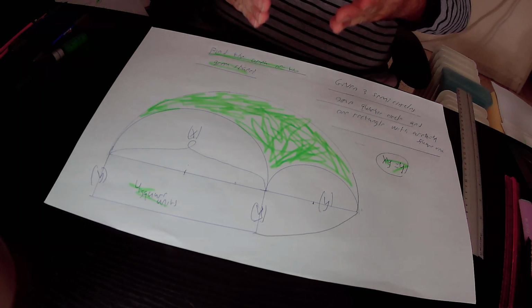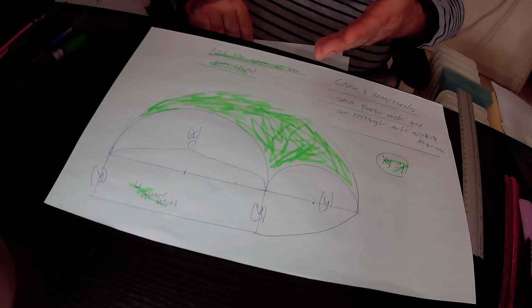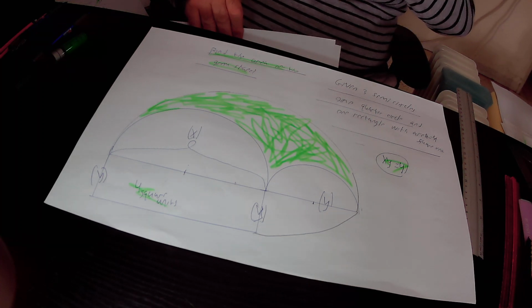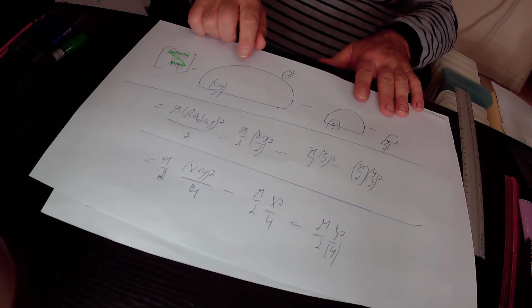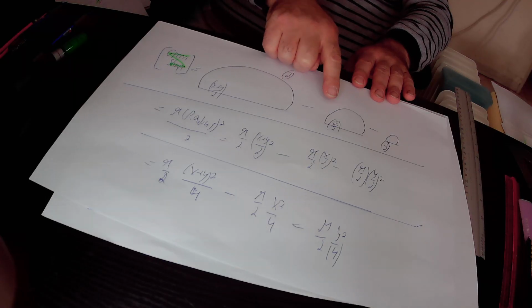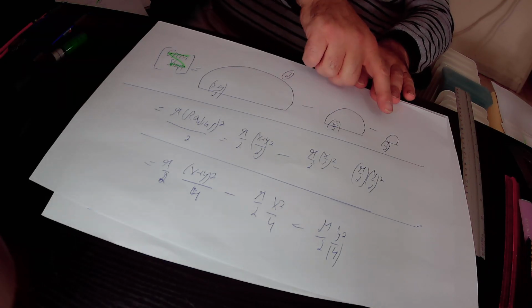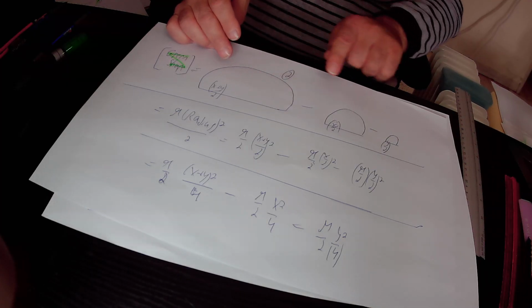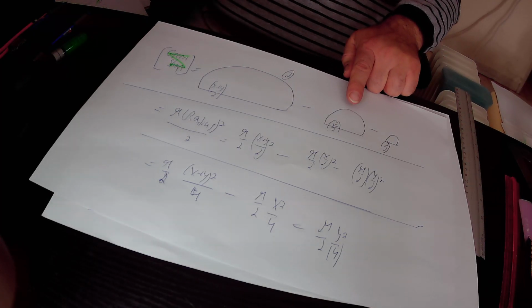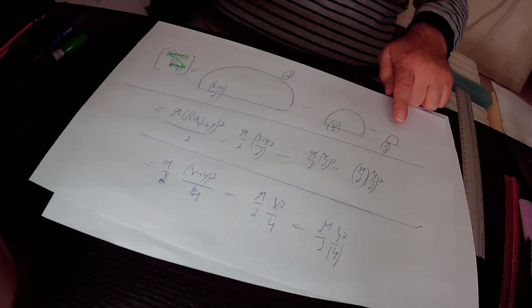Again, the area of this green shape, the area that we're looking at in this question, is equal to the area of the biggest semicircle minus the area of the medium semicircle minus the area of the smallest semicircle. The radius of the biggest semicircle is (x plus y) over 2. The radius of the medium semicircle is x over 2. The radius of the smallest semicircle is y over 2.